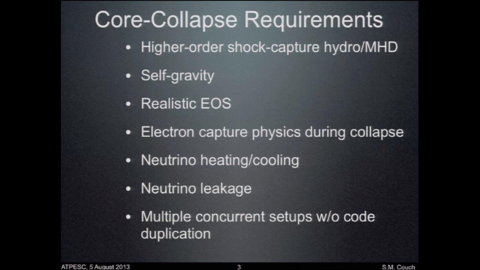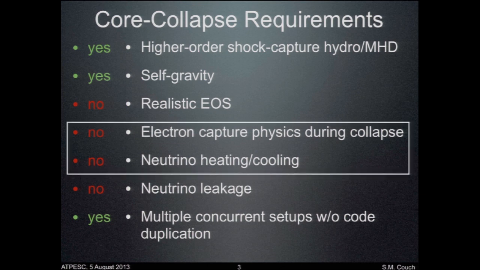And we also needed multiple concurrent setups without code duplication, meaning I wanted to be able to run multiple instantiations of my problem that use slightly different physics without a lot of overlap in the amount of code that I had to duplicate. So in Flash, we had higher order shock capturing, MHD and self-gravity, as well as the architecture allowed us to use multiple concurrent setups without code duplication, but we needed to implement some new physics in the code. So the first stuff I'll talk about is the local source terms, the electron captures during collapse, and local neutrino heating and cooling.